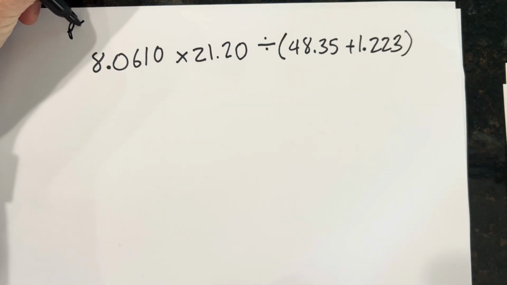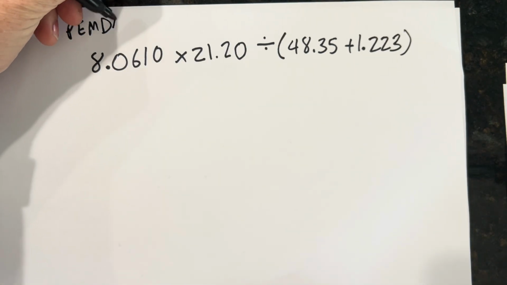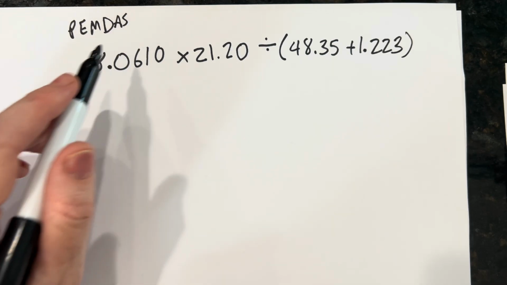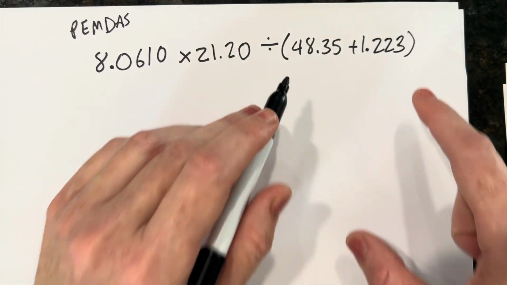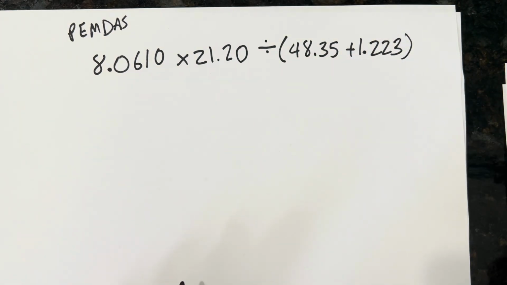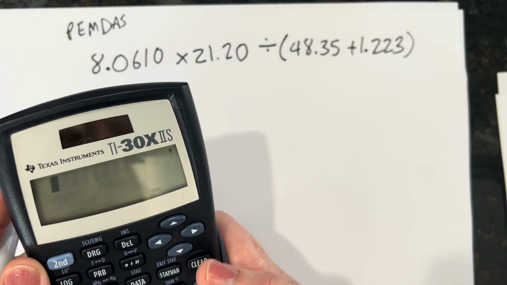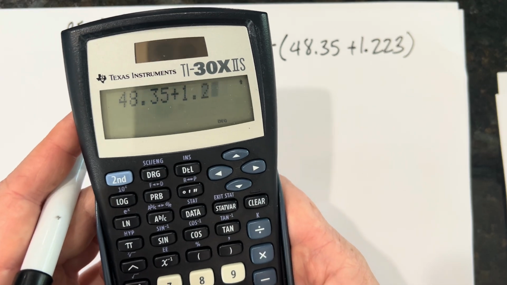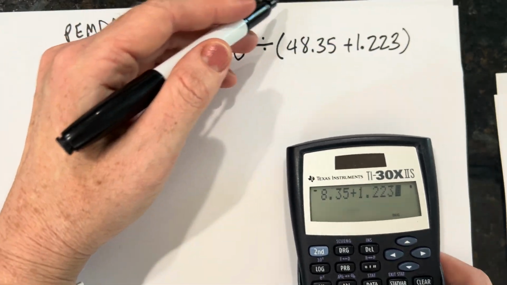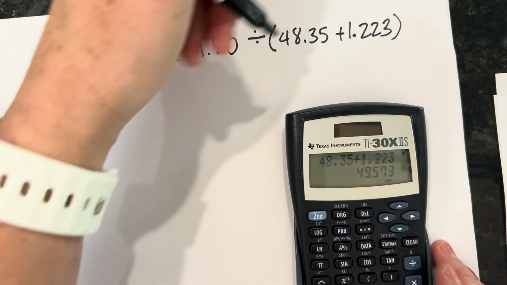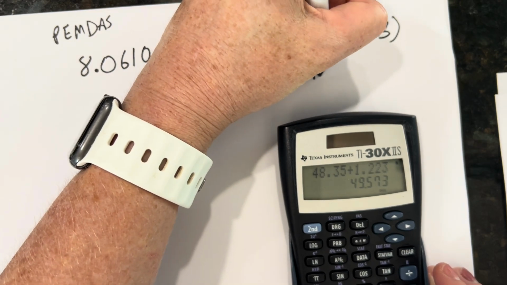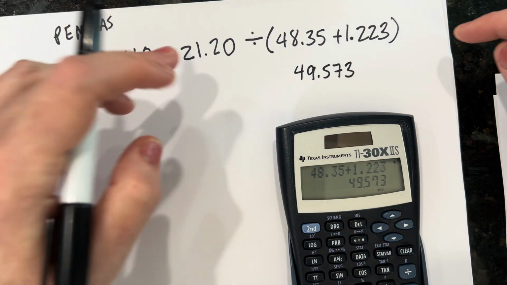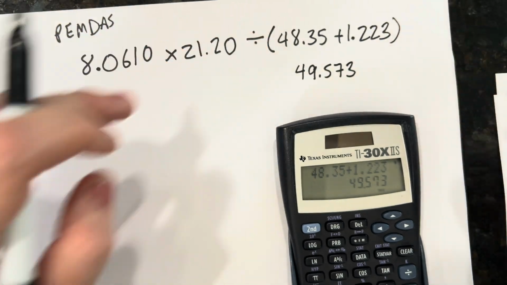Remember PEMDAS: parentheses, exponents, multiply and division, then add and subtract. We're doing the parentheses first, okay? So let's go ahead and add these up. We have 48.35 plus 1.223. So when I add these two up, I get an answer of 49.573.